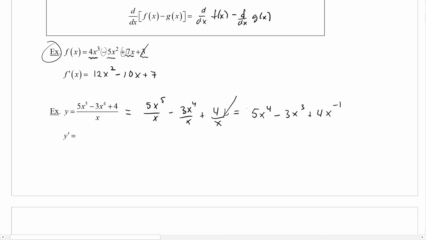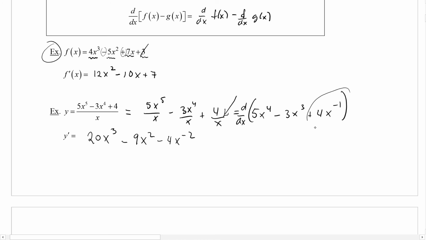Now I can take the derivative of all these three terms. The derivative of 5x to the fourth is 20x to the third. The derivative of negative 3x cubed is 9x squared. And the derivative of 4x to the negative first is a negative 4x to the negative 2.